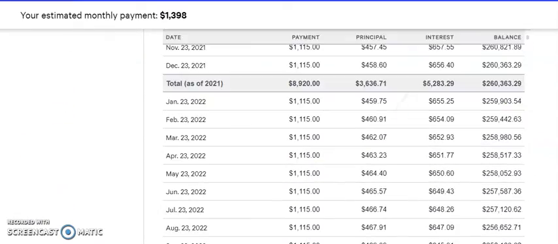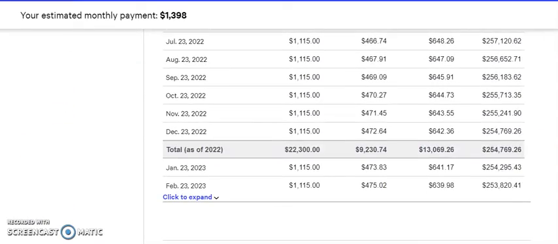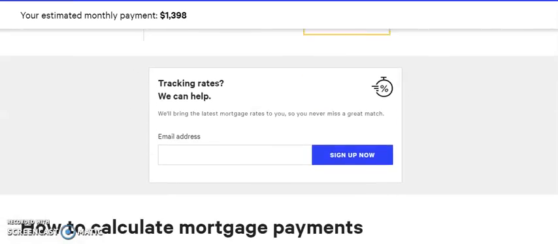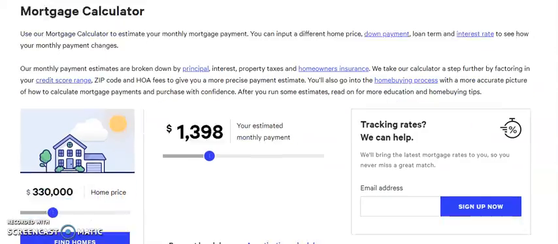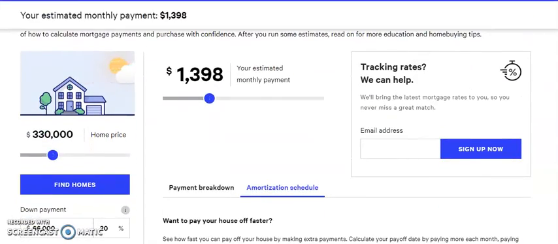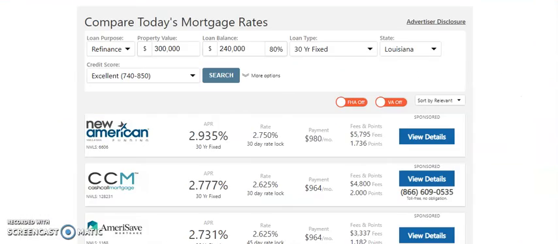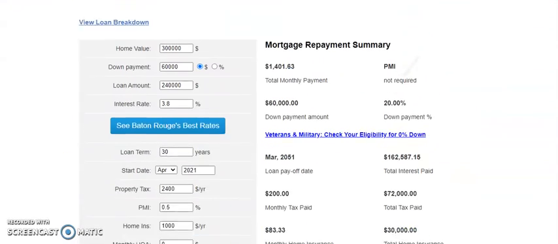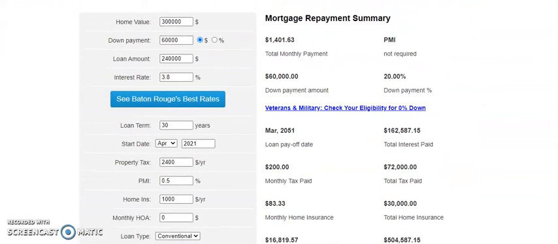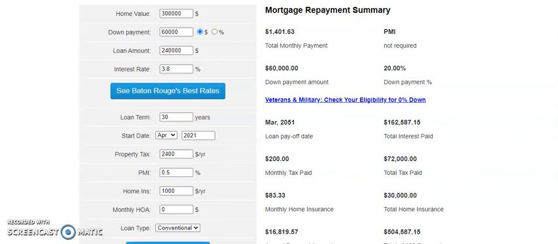So this one has less stuff you can put in to find your estimated monthly payment, whereas this one has a little bit more. It contains a little bit more of what you can do with it.